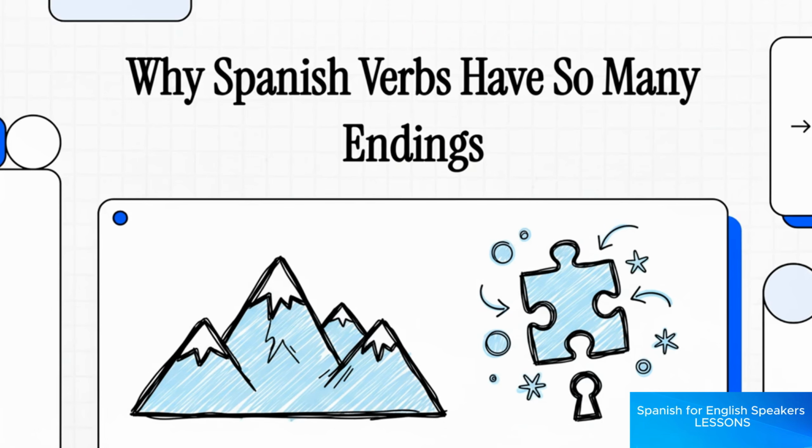Okay, if you're learning Spanish, you have definitely asked this question. Why on earth are there so many different endings for every single verb? It just feels like this huge, impossible mountain of memorization. Well, let's dive in, because the answer is actually a total game changer for how you see the language.